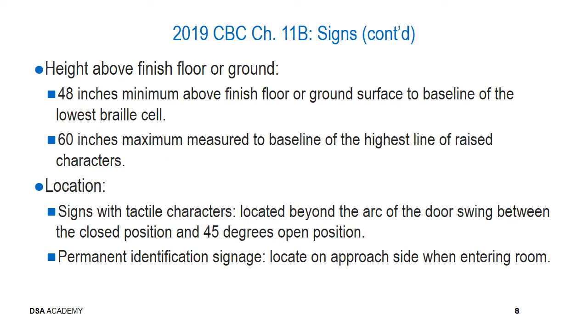Room identification signs must be mounted 48 inches minimum above the finished floor or ground surface to the baseline of the lowest braille cell, and 60 inches maximum measured to the baseline of the highest line of raised characters. Those signs with tactile characters must be located beyond the arc of the door swing, between the closed position and 45 degrees in the open position. Permanent identification signage must be located on the approach side when entering the room.